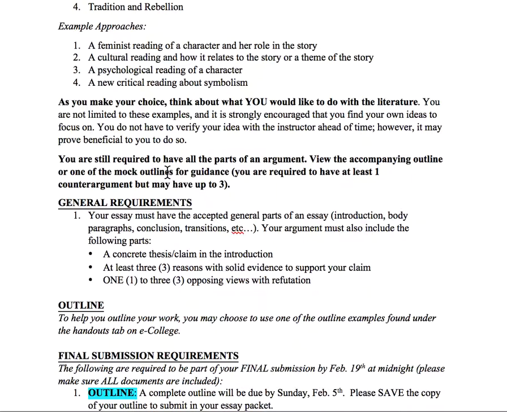You could do a psychological reading. So you could look at a character and look at the psychological mindset and the different thought processes, and how does that character evolve psychologically or de-evolve psychologically throughout the story. You could also do a new critical reading about something like symbolism, where you look at a specific element like a symbol or a motif, or perhaps an extended metaphor, and what does it mean for the story, and here's all the evidence related to it, and here's all the different aspects of it.